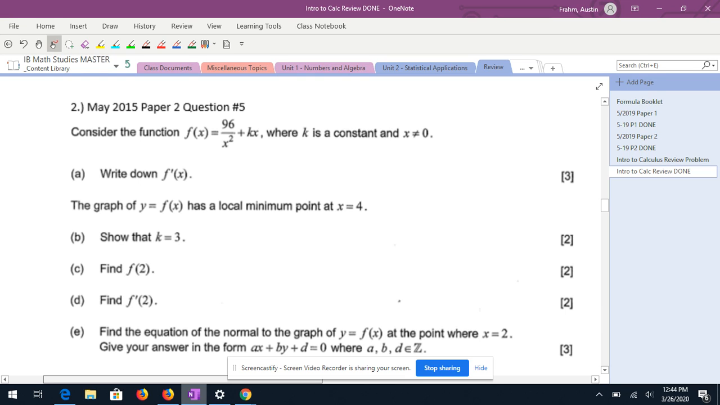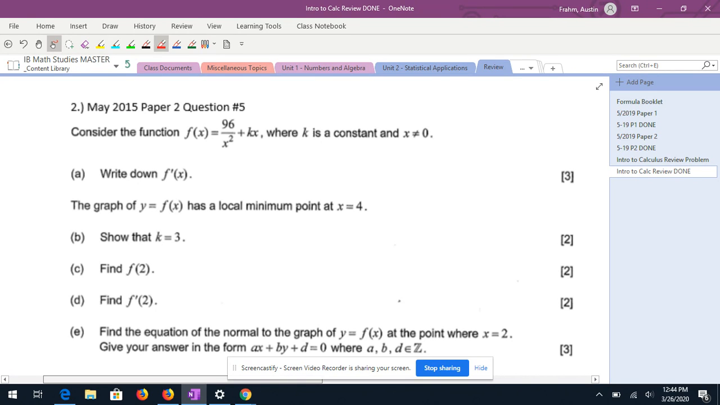All right, so moving on to problem number 2, they say consider the function f of x equals 96 divided by x squared plus kx, where k is a constant and x cannot equal 0. K is a constant just simply means k is some number. And in letter A, they want us to write down f prime of x, meaning find the derivative of the given function.